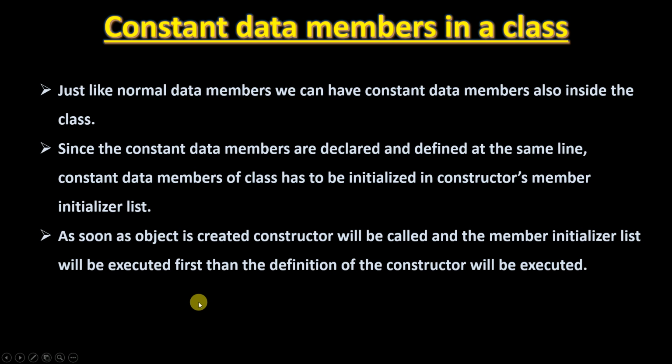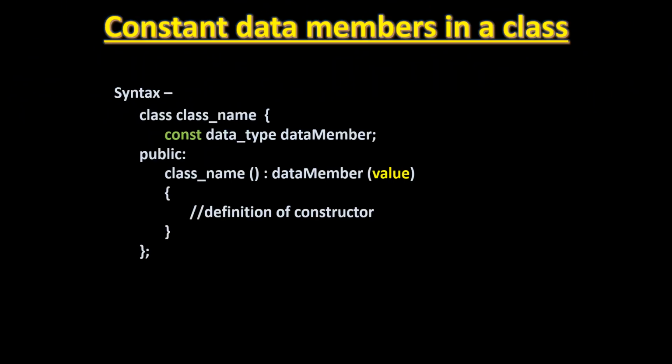So what is the syntax we have followed for constant data members in a class? You have a class name, then provide the const keyword, data type, data member. Don't give any initialization here.